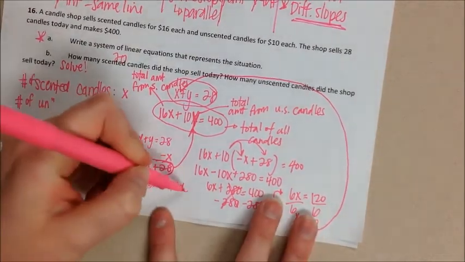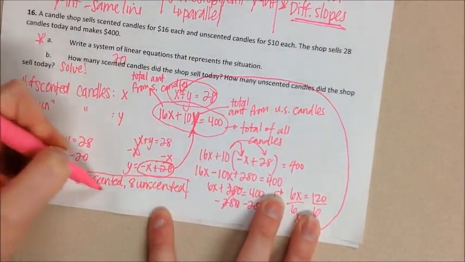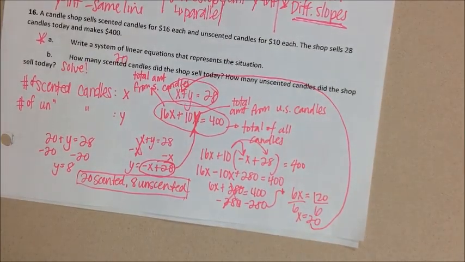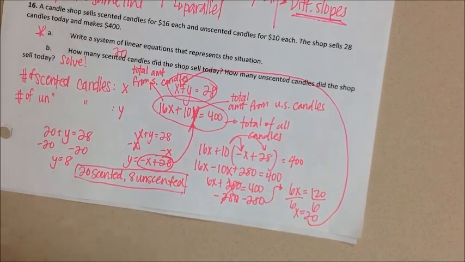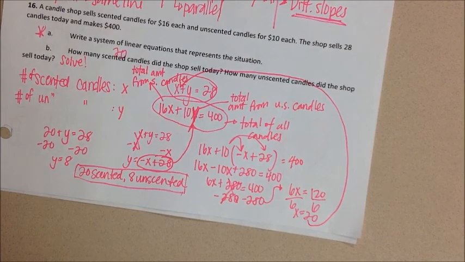Okay, remember when it's an actual situation, I don't want it written as an ordered pair. I want you writing like 20 scented, 8 unscented, so that I know that you know exactly what it's talking about.